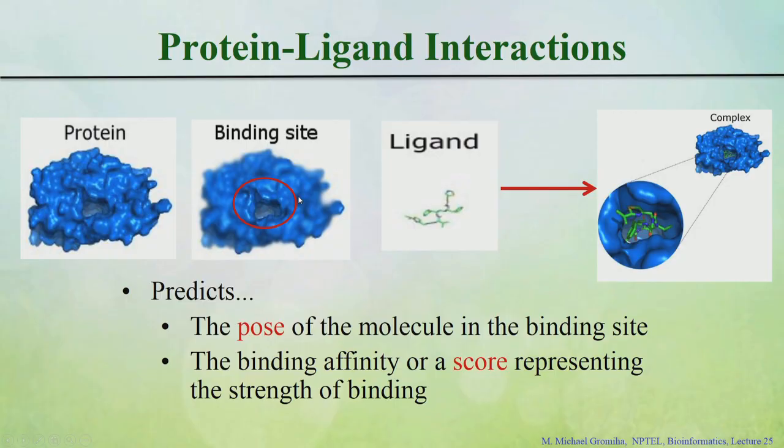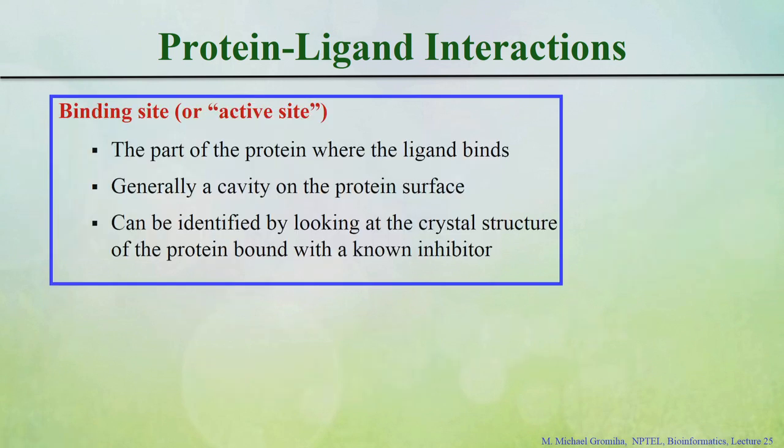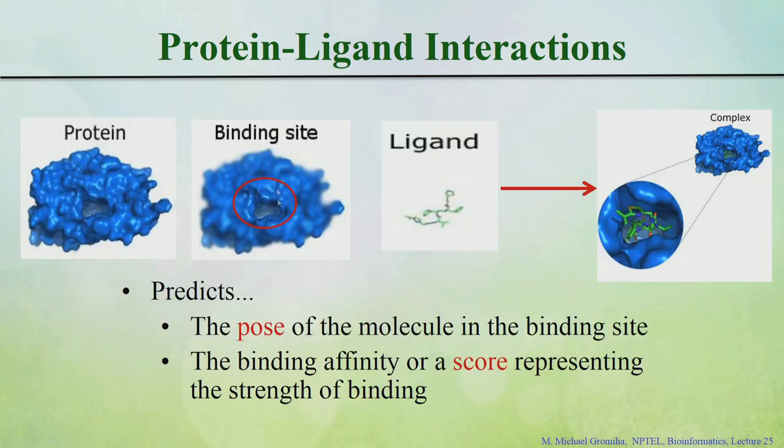So, one is the pose, the conformation of that particular binding site, and the second one is the binding affinity, which we can relate in terms of a score, which will give you the strength of the binding. So, 2 different aspects: one is the binding site or the pose, and the second is the scoring. What is the meaning of binding site or pose? Here you can see this is the part of the protein where the ligand binds. In this figure you can see the place where the ligand can probably bind.